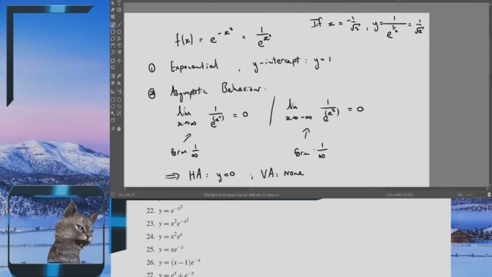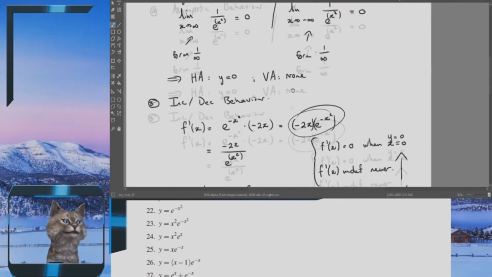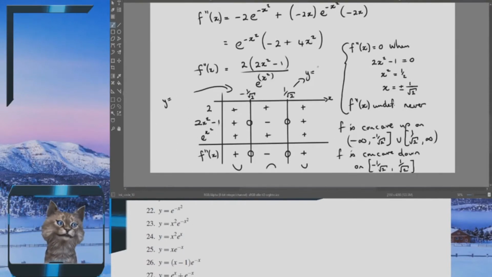You can calculate that on your calculator if you want to, or not. And it's also going to be the case when x is positive 1 over root 2, because I'm squaring it there. So I get 1 over root e. 1 over root e.